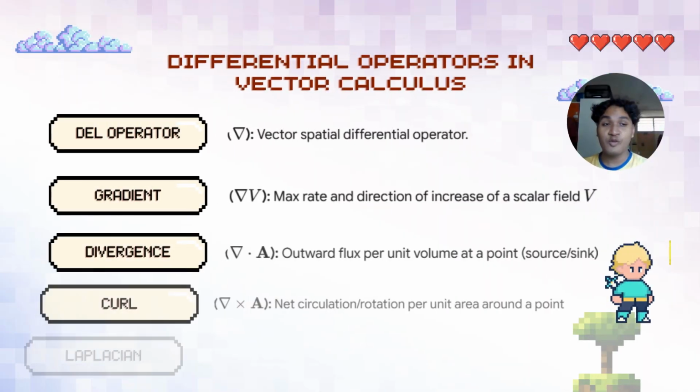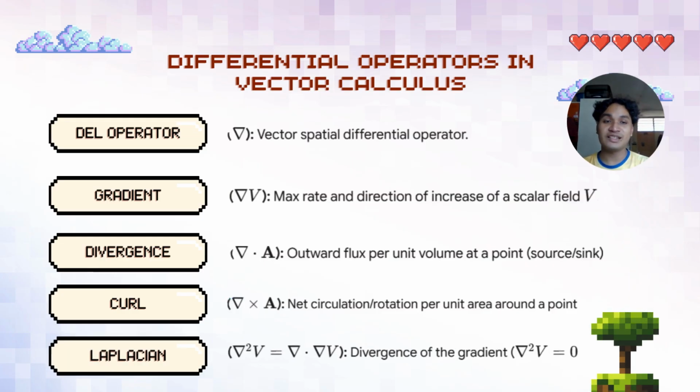Fine. Now we move on to part 2, which is the differential operators in vector calculus. In this part, we use differential operators to examine how vector fields vary across space using the del operator. The first one is gradient. The gradient, which is del V, acts on a scalar potential field, pointing in the direction of maximum increase, to generate a vector field.